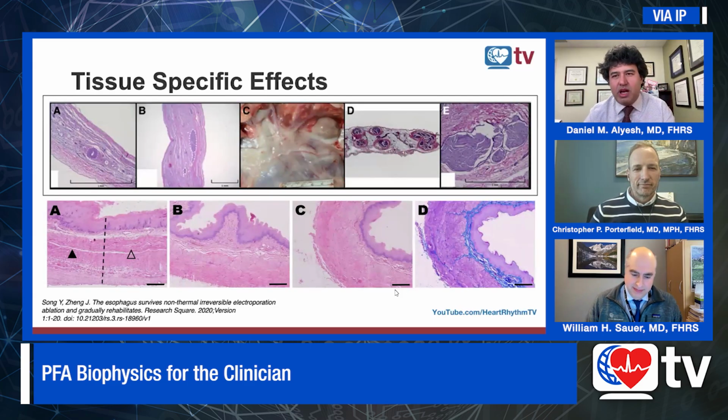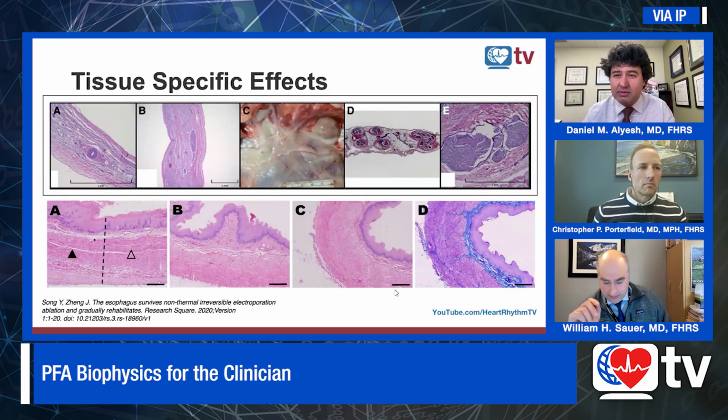So, I'm going to move the discussion now to tissue-specific effects, because I think this is also some of the promise of PFA, which has been realized, and that's the lack of collateral damage, or the minimizing of collateral damage, and the tissue specificity for cardiac myocyte. So Chris, I'm going to put this question to you.